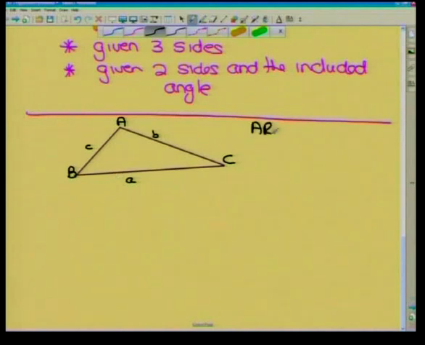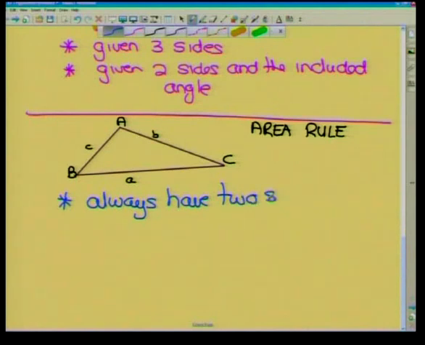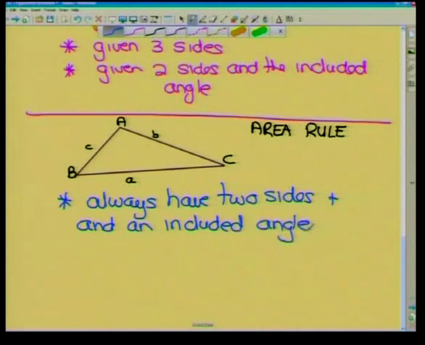Now, area rule is always found by using two sides and an included angle. So we always must have two sides and an included angle. Okay, so what do we do if we don't have an included angle, or we don't have two sides, whatever might be missing? We would use either sine or cos rule to make sure we have what we need before we start using area rule.